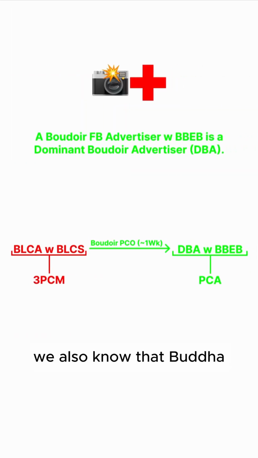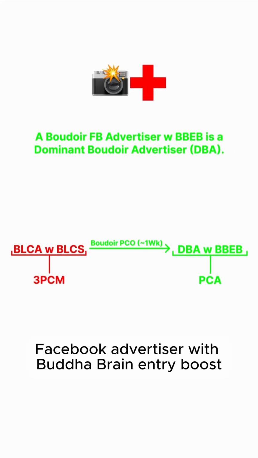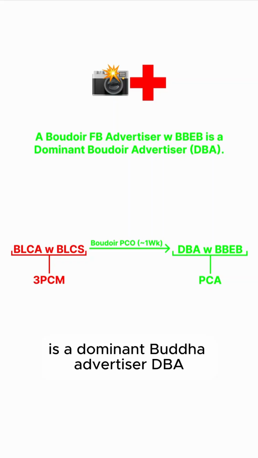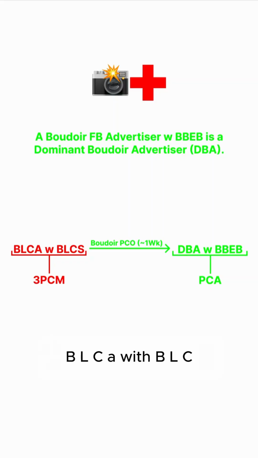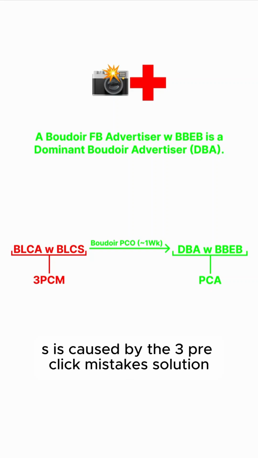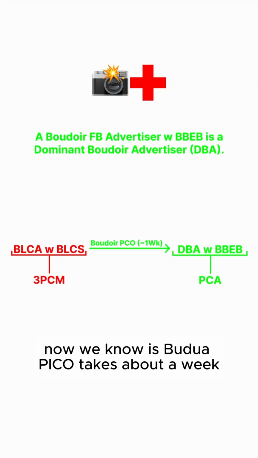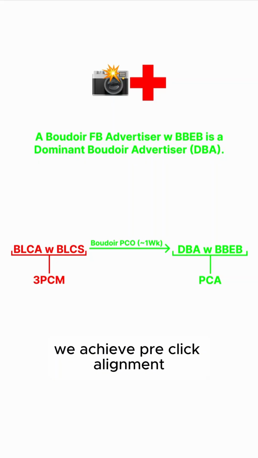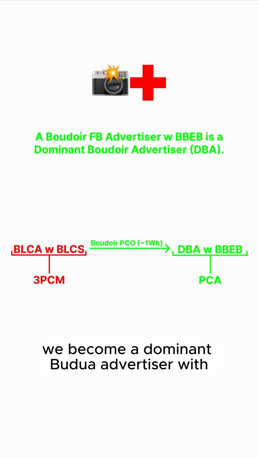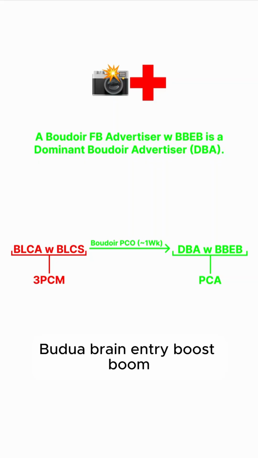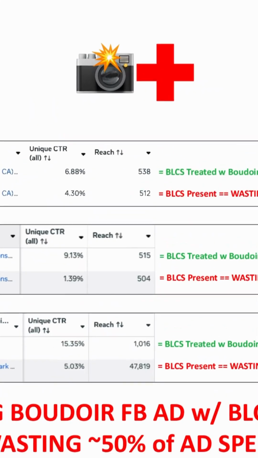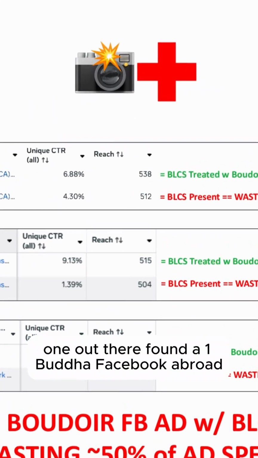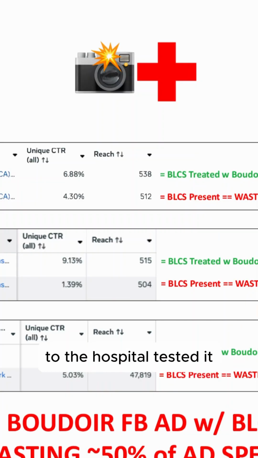We also know that a boudoir Facebook advertiser with boudoir brain entry boost is a dominant boudoir advertiser, a DBA. So this is our full universe right here. BLCA with BLCS is caused by the 3 pre-click mistakes. Solution, now we know, is boudoir pico. Takes about a week. We achieve pre-click alignment. We become a dominant boudoir advertiser with boudoir brain entry boost. Boom.